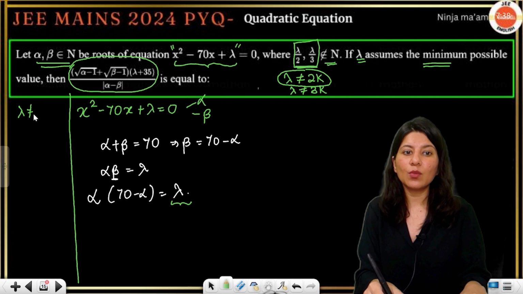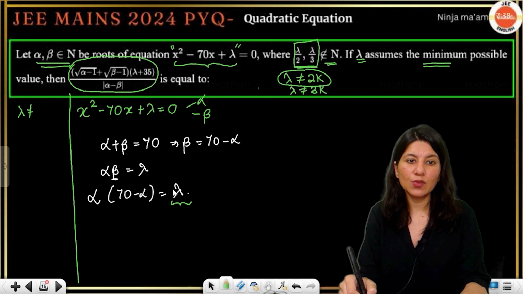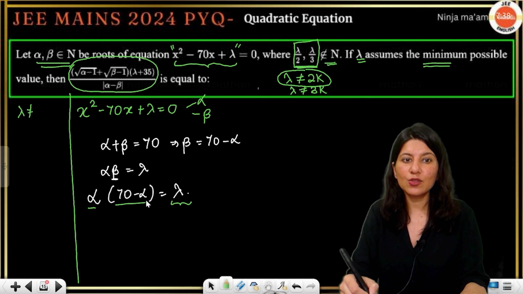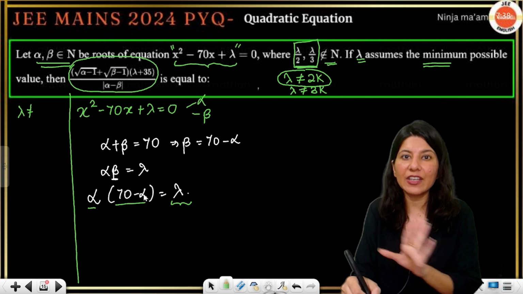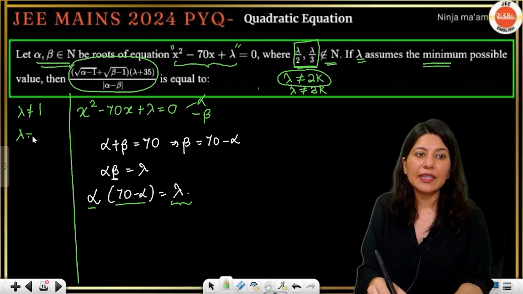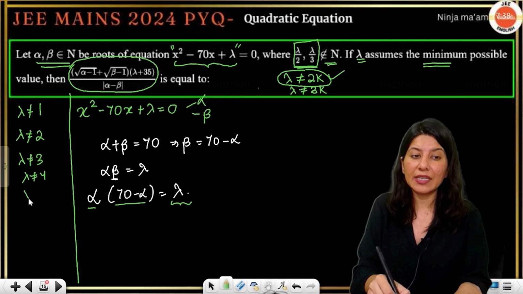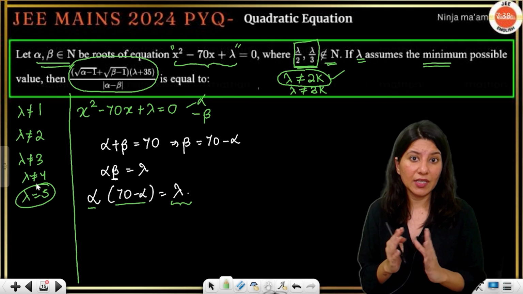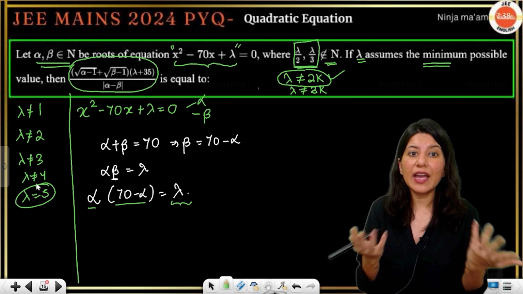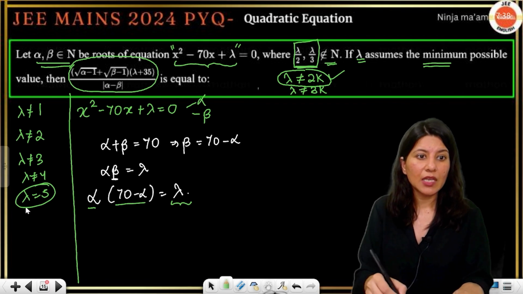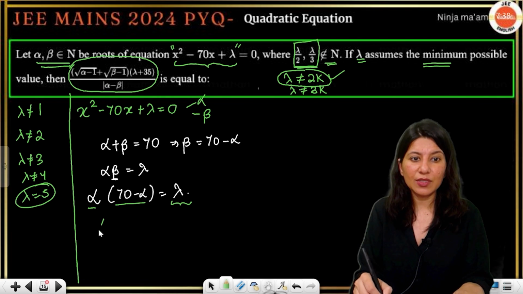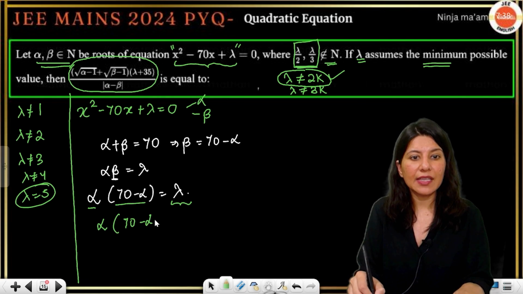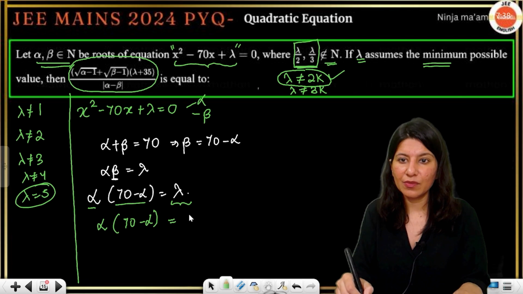If lambda is 1, then what will happen? Tell me. If lambda is 1, then alpha and 70 minus alpha should also be natural numbers. Alpha cannot at all be 1. Lambda cannot be 2 because of this. Lambda cannot be 3. Lambda cannot be 4, again an even number. Lambda equals 5, we need to check for this because we are looking for minimum possible. Maybe we only have few options. So lambda equals 5, if I take. So this is alpha, 70 minus alpha equals 5.